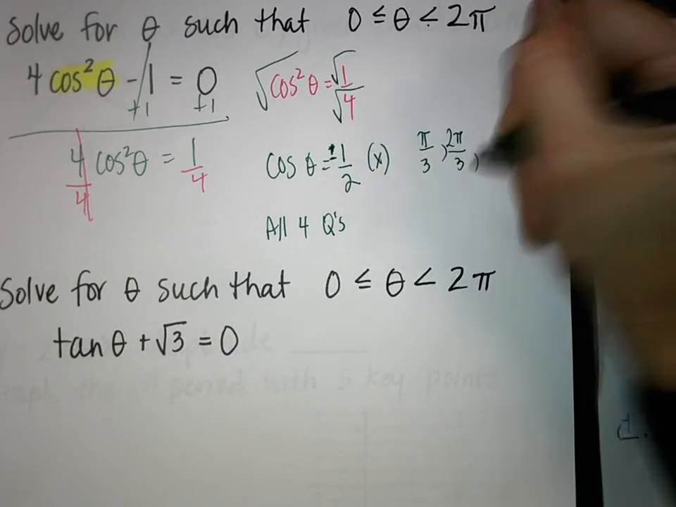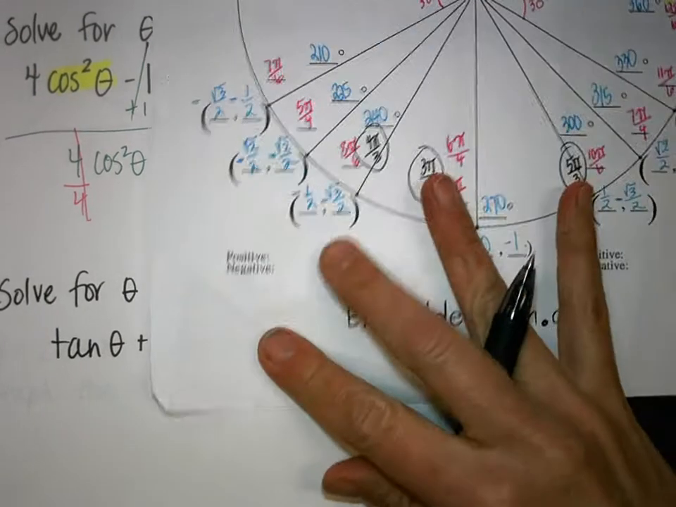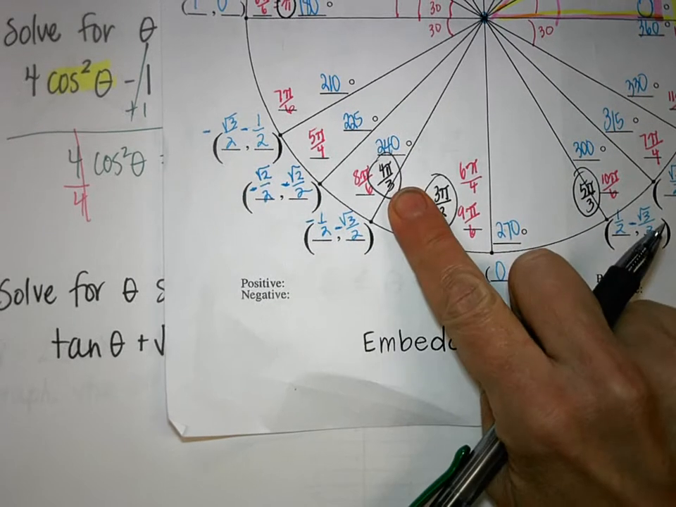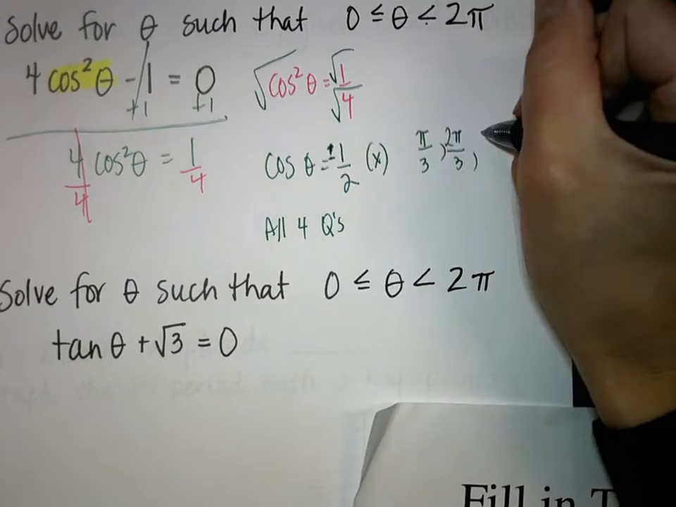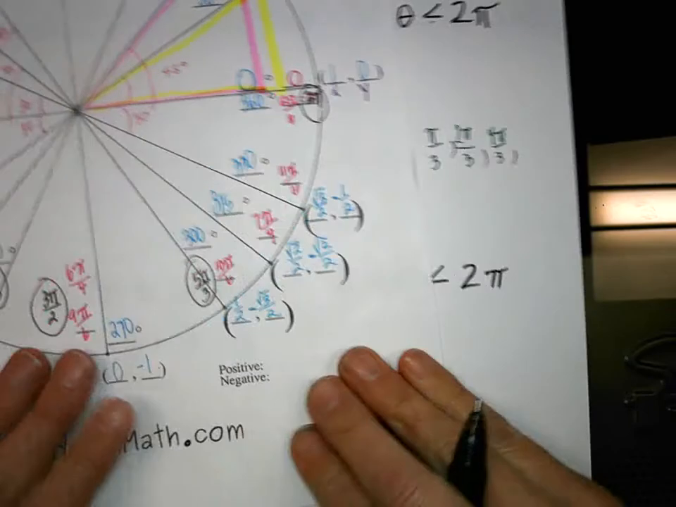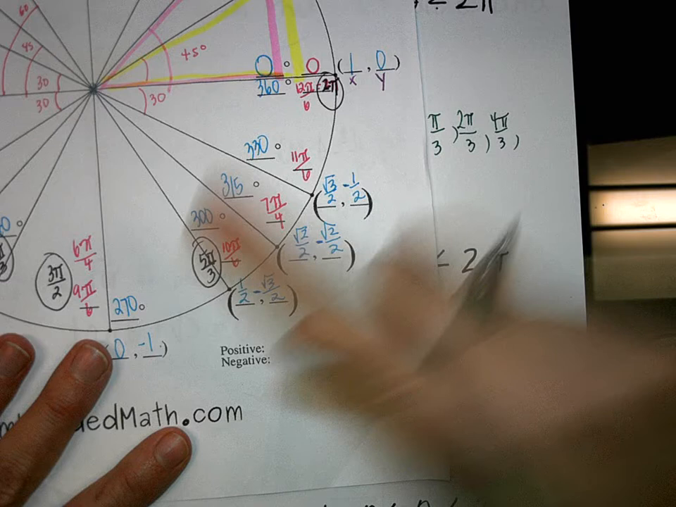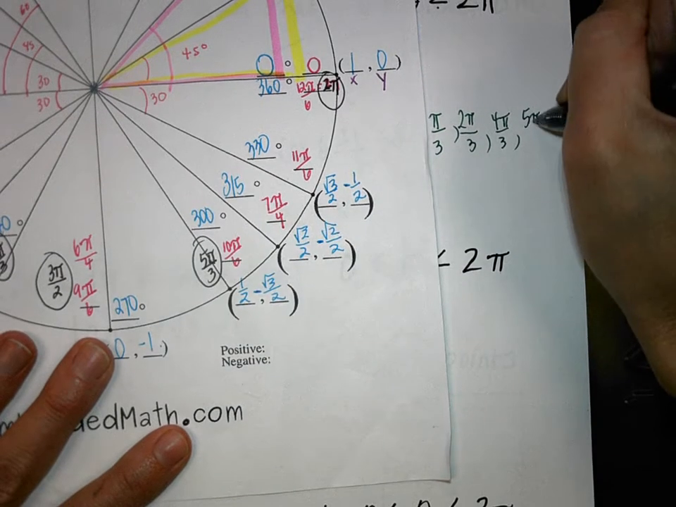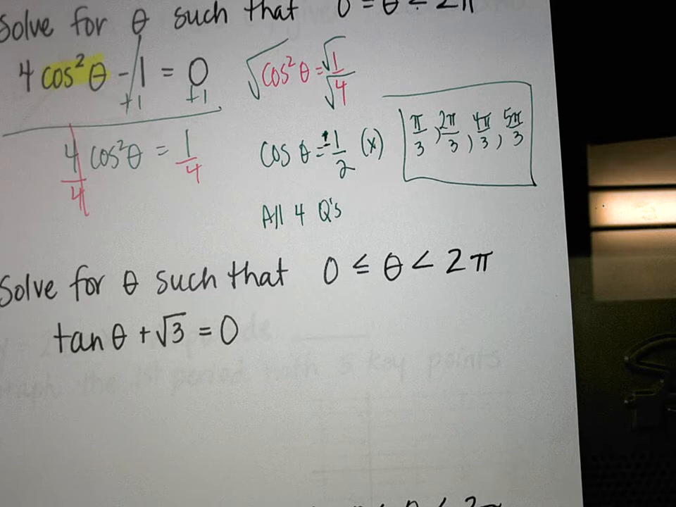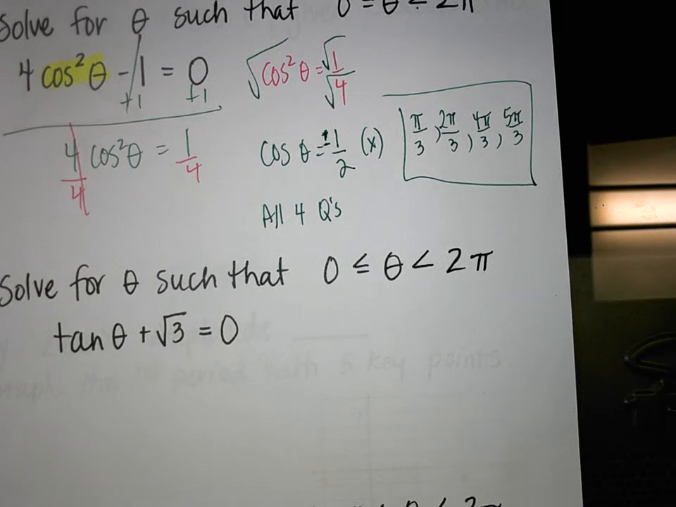In quadrant 3, x positive or negative 1/2 is right here, which is 4 pi over 3. And then lastly, in quadrant 4, x is 1/2 at 5 pi over 3. And so these 4 different radians are my answers or solutions to this problem.